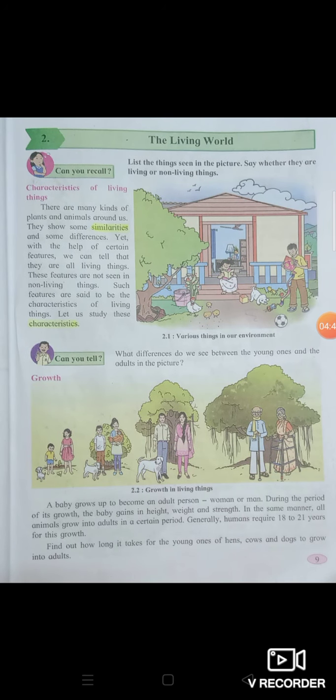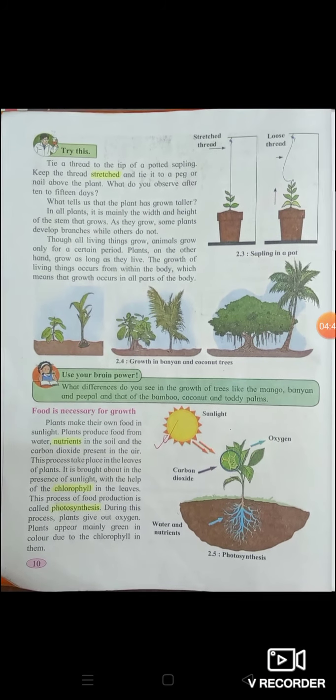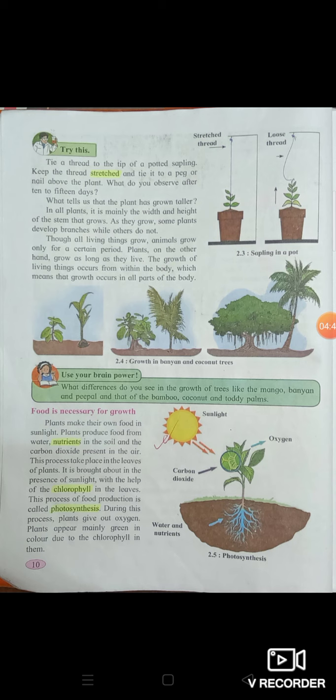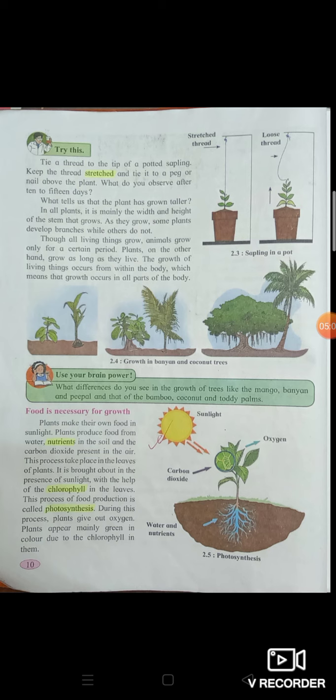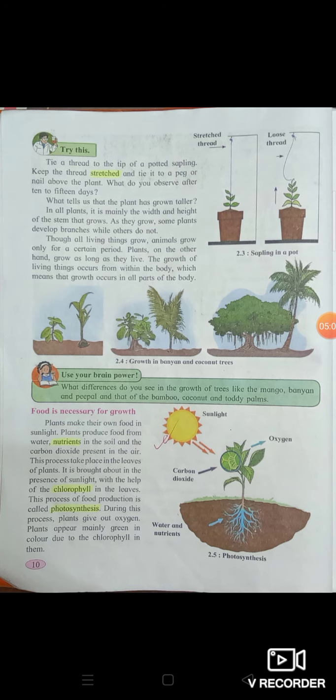Okay, you can see here the banyan tree and coconut tree shapes are both different. The banyan tree spreads with its big branches, but the coconut tree grows straight. So their appearance is different.